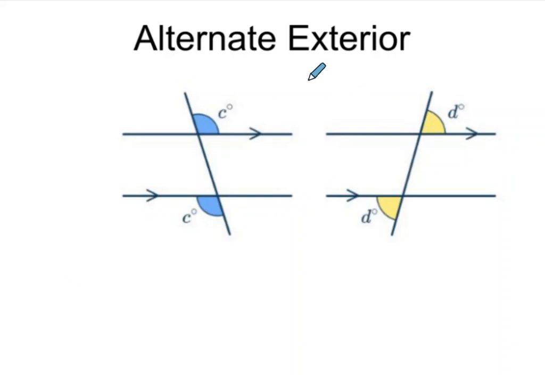There's another one called alternate exterior, and these are going to be on the outside, but alternate sides. So here's an example of these two being congruent, and then the opposite side, those two being congruent.